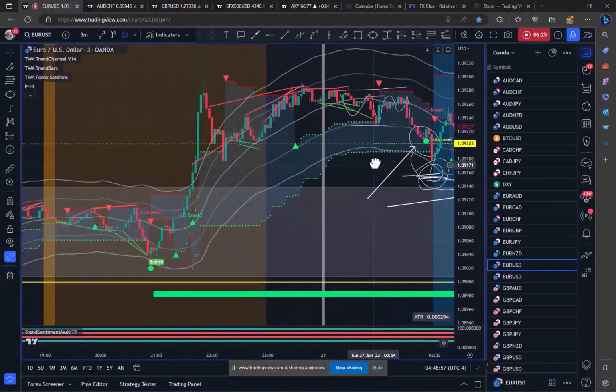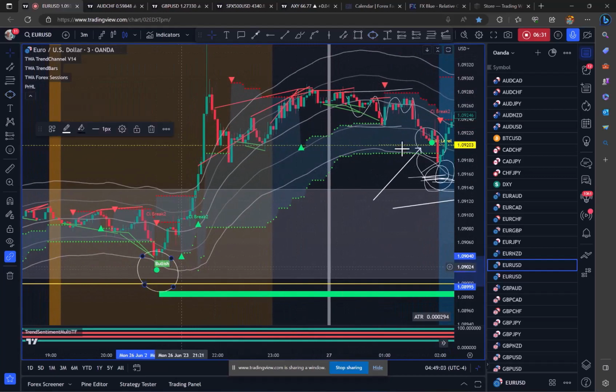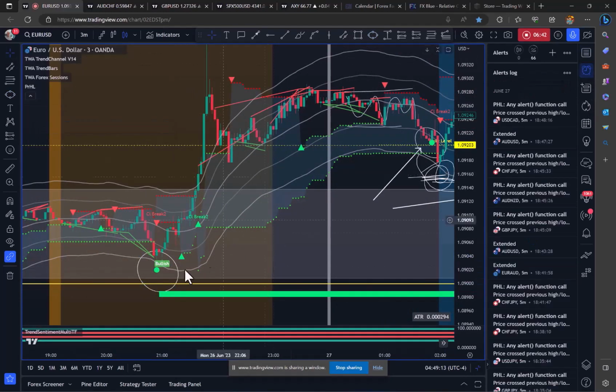opportunity. Go over here, there's your signal again, and when these signals fire, this is the alerts log. All right, these dots, they're called extended. These are overextended, and the other is a cross of a higher time frame, crosses a previous high or low.